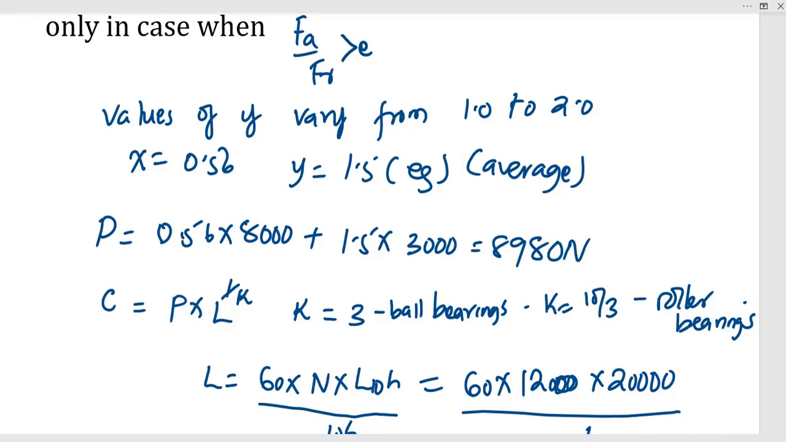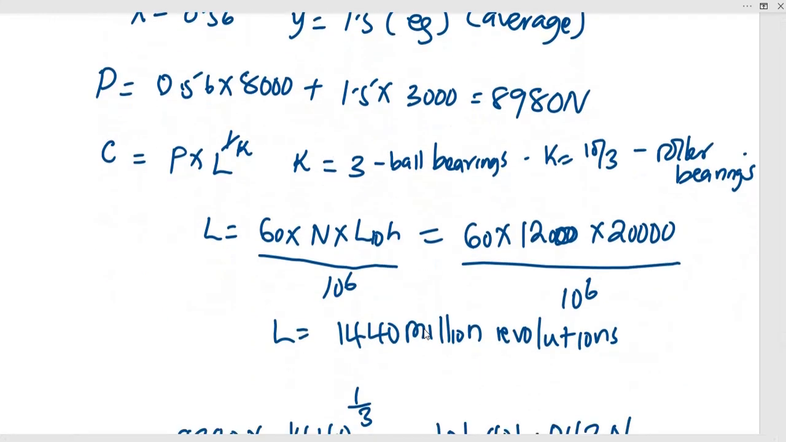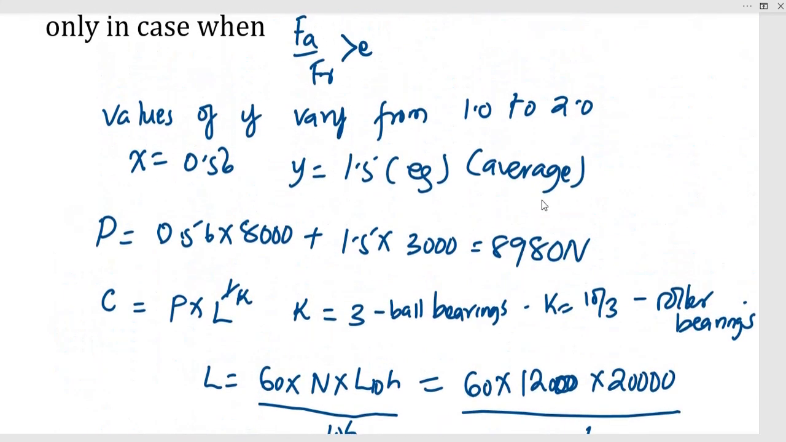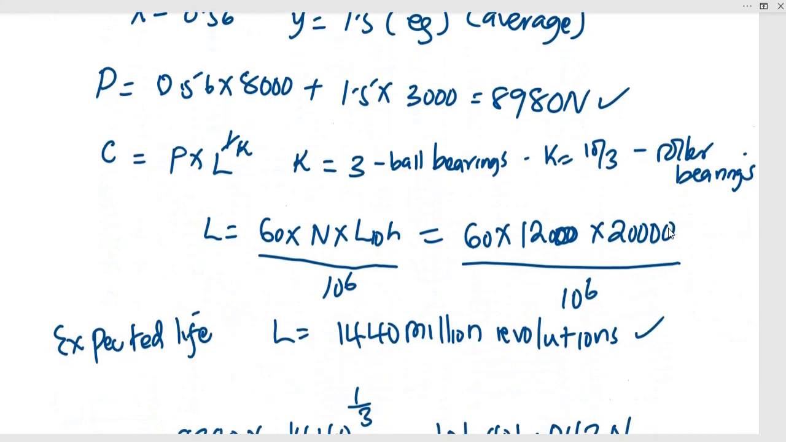Okay, so we need to determine L, which is the expected life in million revolutions. That will be 60 times N times L10H in hours, divided by 10 to the power 6, which gives us 1,440 million revolutions. We substitute this in C to get the dynamic load, which will be 8980. Of course, after substituting, we get this value of the equivalent radial load.